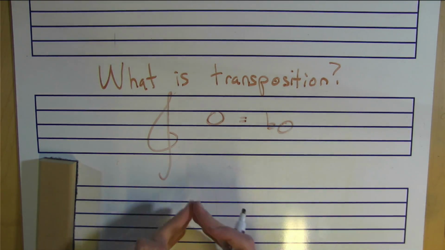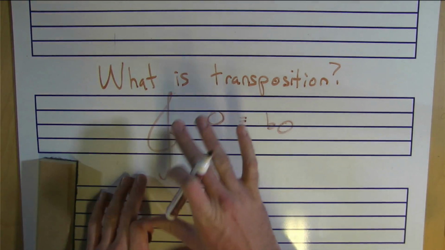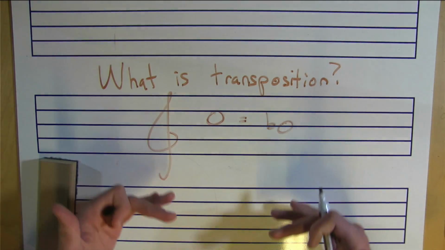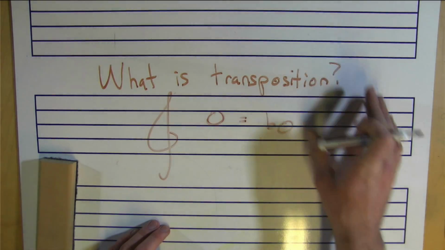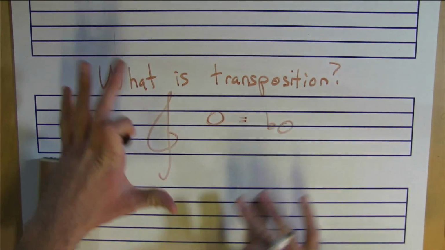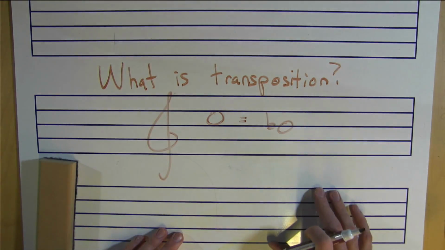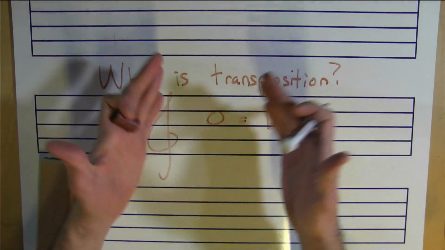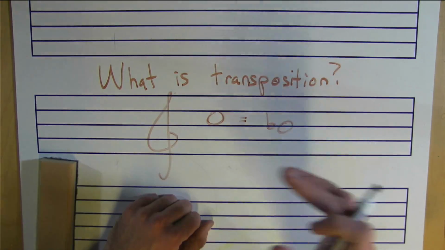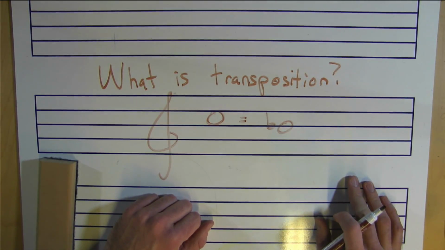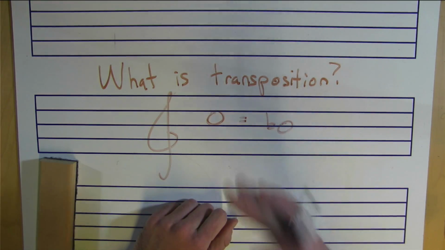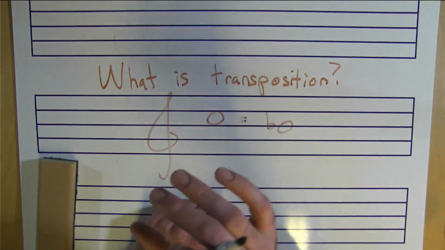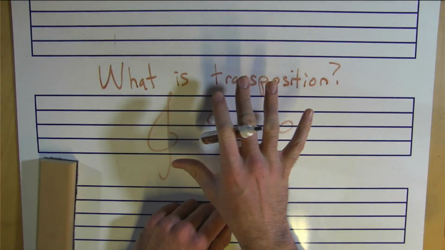So when you're looking at a score, it's not always going to be all instruments in the key of C. Sometimes instruments are going to be in all sorts of different tunings, and it's your job as whoever's interpreting the score to figure out what all those notes are. So that's what transposition is, looking at something and figuring out what note it actually is.